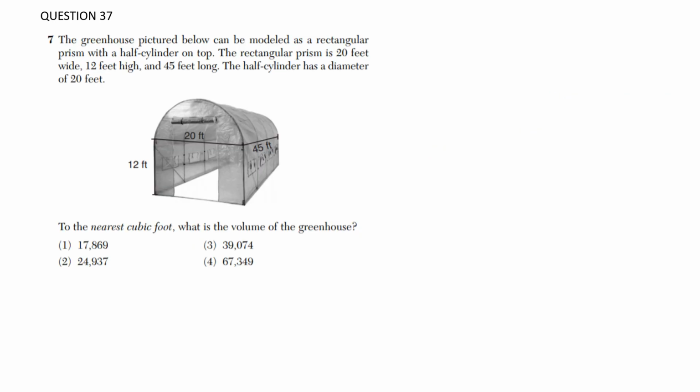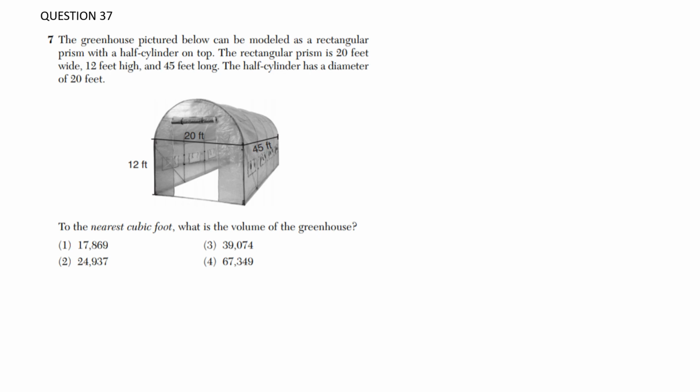The greenhouse pictured below can be modeled as a rectangular prism with a half cylinder on top. The rectangular prism is 20 feet wide, 12 feet high, and 45 feet long. The half cylinder has a diameter of 20 feet. The question asks, to the nearest cubic foot, what is the volume of the greenhouse?